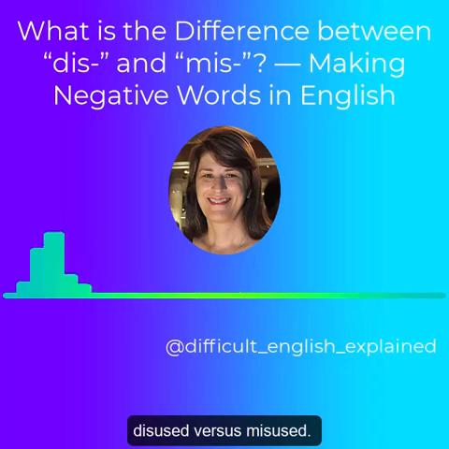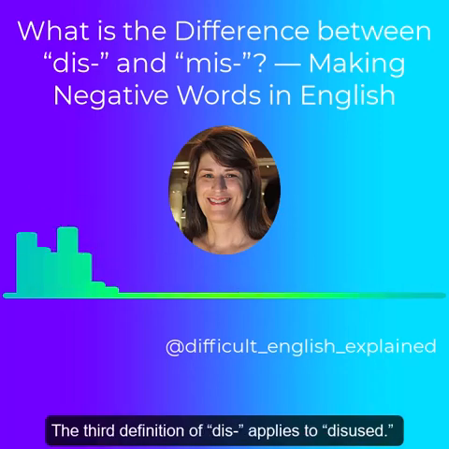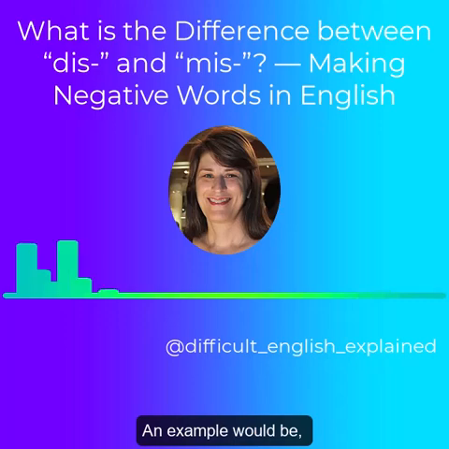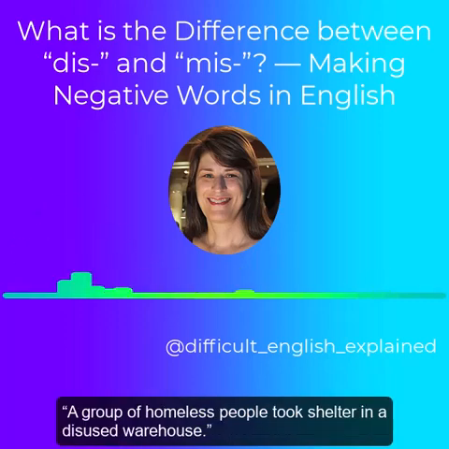Disused versus misused. The third definition of dis applies to disused. Instead of being used, something is abandoned. An example would be, a group of homeless people took shelter in a disused warehouse.